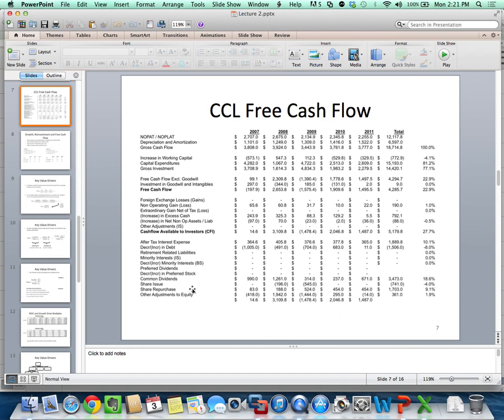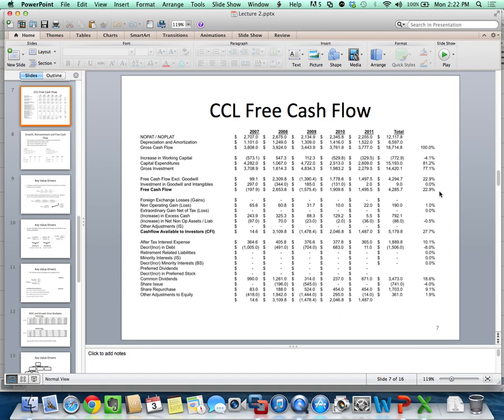Now, Carnival is the largest cruise ship operator in the world, so they're much bigger than Royal Caribbean. They generated almost $18.7 billion of gross cash flow over that 5-year period. Carnival reinvested in their ships and working capital approximately $14.4 billion. They also did very little in the way of acquisitions, so they had $4.3 billion of free cash flow and a reinvestment rate of about 77%.